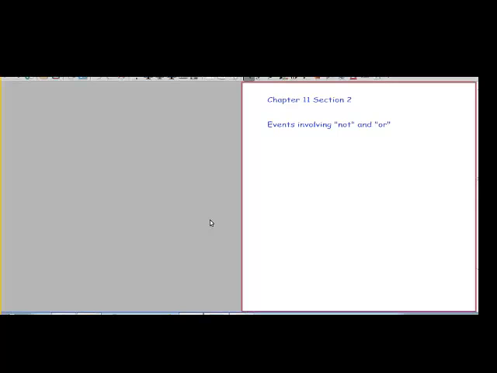Okay. So the next section is events involving not and or. We just finished with that in chapter 10. It was the last section, titled counting problems involving not and or. So this is events involving not and or. It's not really that much different. It's just saying that sometimes it's easier to figure out the probability for the opposite of something happening than the probability for something happening.